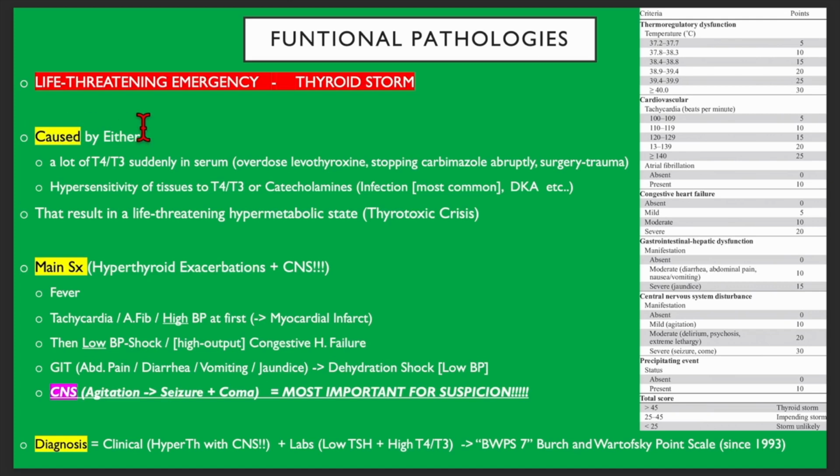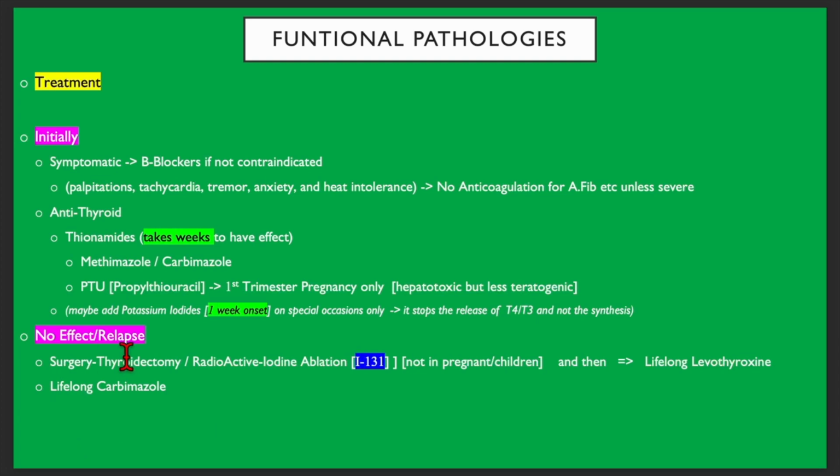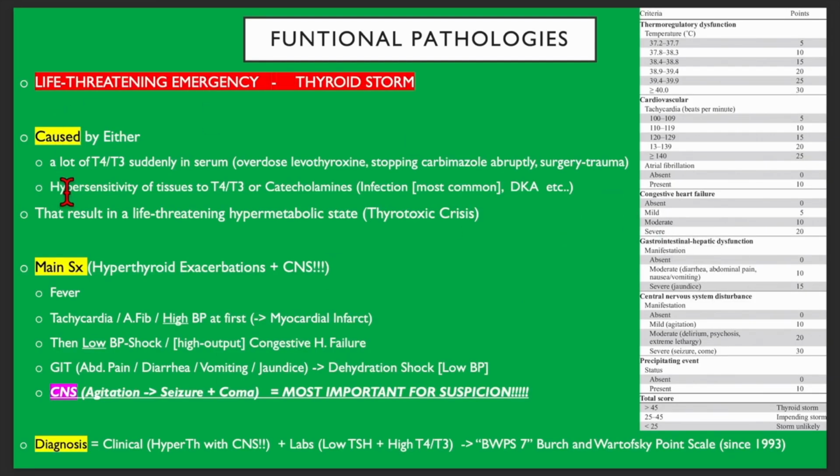What is thyroid storm? It's caused by either a lot of thyroid hormone suddenly in the blood, for example, overdosing or stopping the carbimazole abruptly. That's why we don't want to have the patient on carbimazole, because maybe something in the future happens and they stop it, so they will go into the thyroid storm. That's why we prefer to do one of the definitive treatments here, like surgery or radioactive ablation, rather than having the lifelong carbimazole. Or maybe the sensitivity to the thyroid hormones is increased.